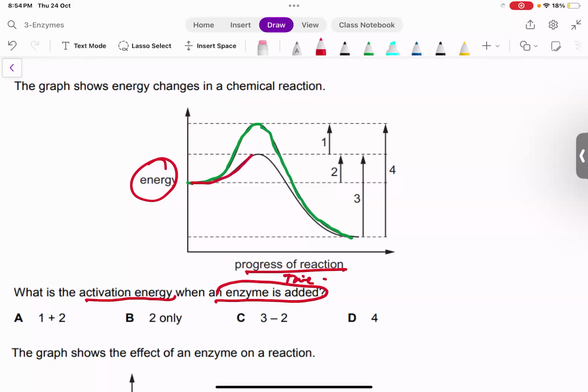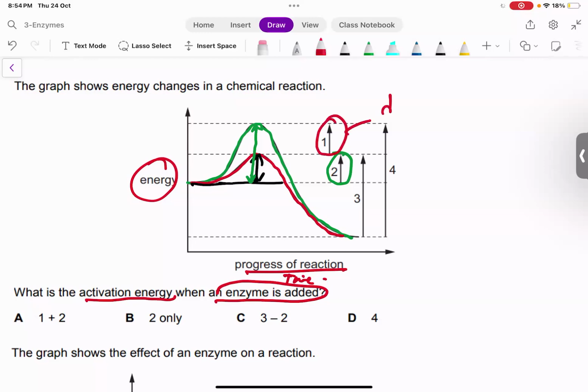And this graph shows activation energy with an enzyme. So activation energy should be recorded from here, from this level of this substrate. And this shows an activation energy with an enzyme. And this shows an activation energy without an enzyme. Okay. So the question is, when an enzyme is added, so 2 should be an activation energy with an enzyme. What is this 1?